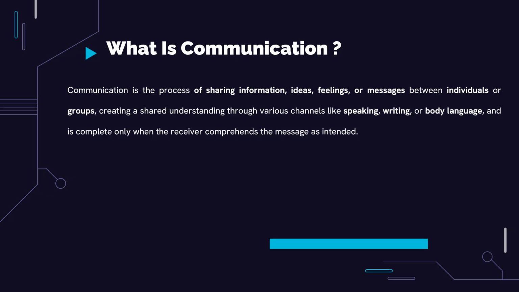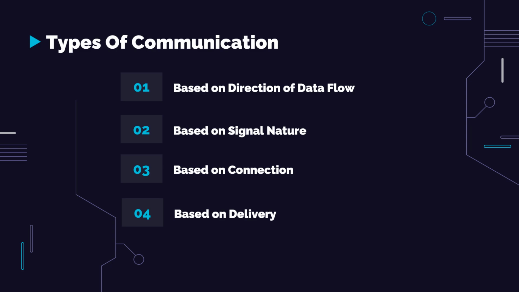Communication means transferring data from one device to another. Depending on direction, number of devices, and signal nature, communication is classified into different types. There are four types of communication: based on direction of data flow, based on signal nature, based on connection, and based on delivery.